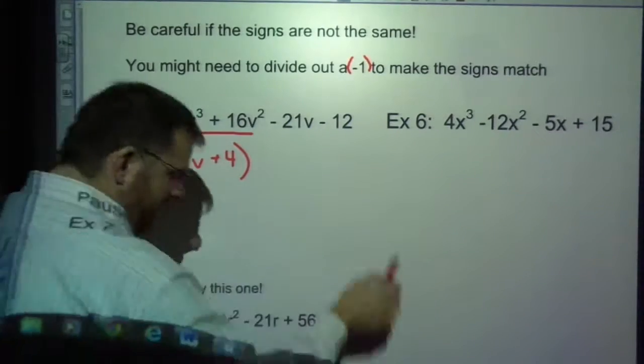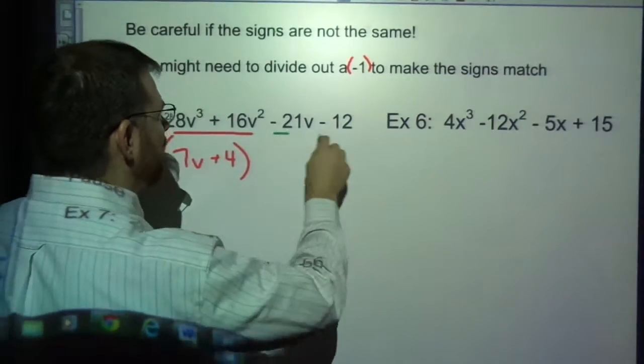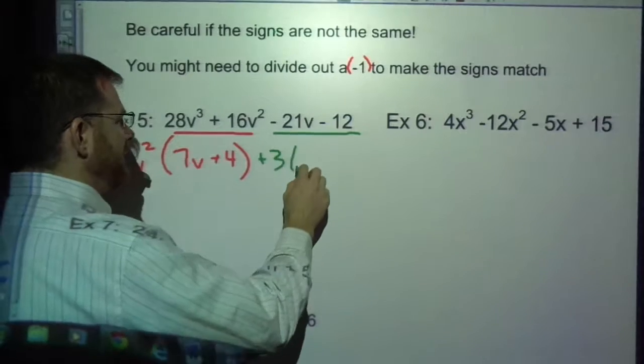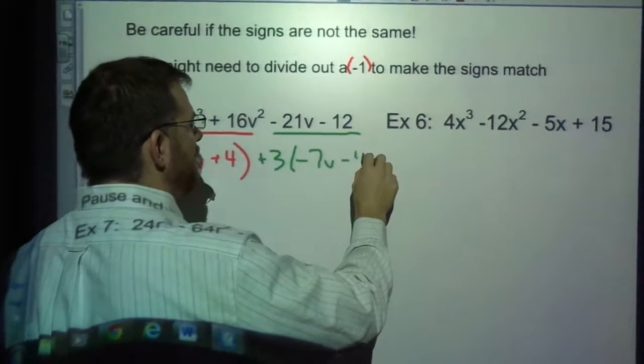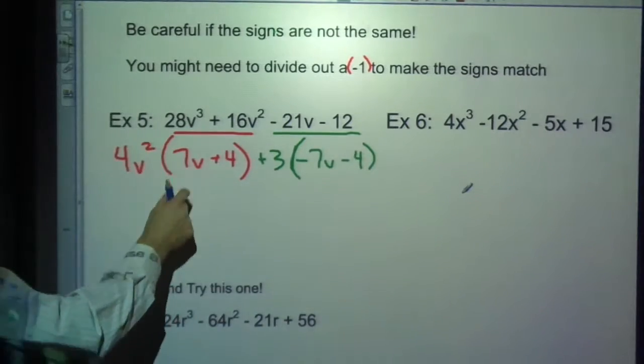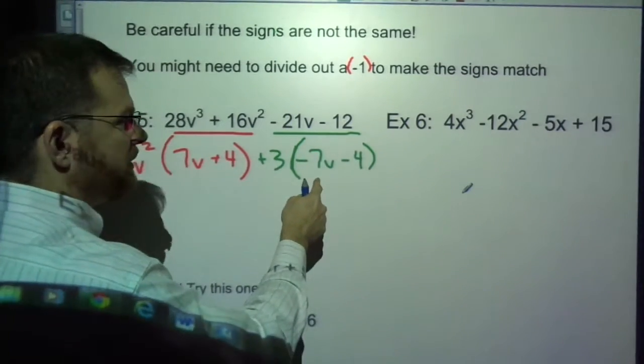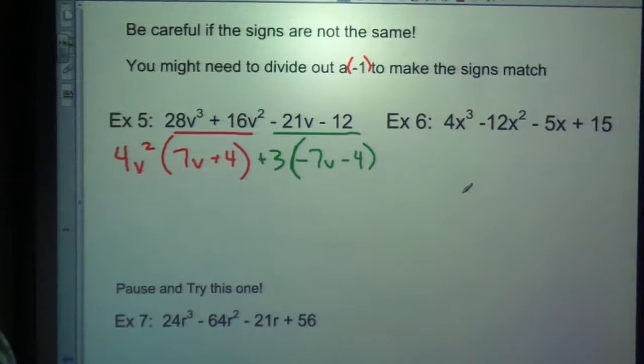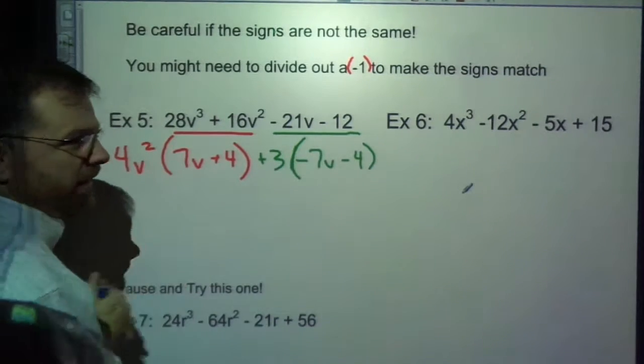And then here, if I pull out the greatest common factor here, that looks like 3. And that leaves me negative 7v minus 4. Okay, so now I've got my 7v plus 4 and my negative 7v minus 4. Those are not the same. Aha, I don't have a greatest common factor. They are not the same.